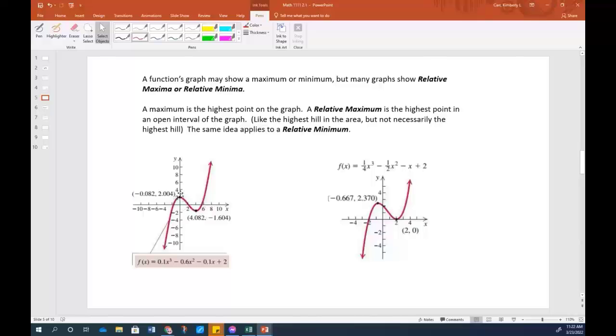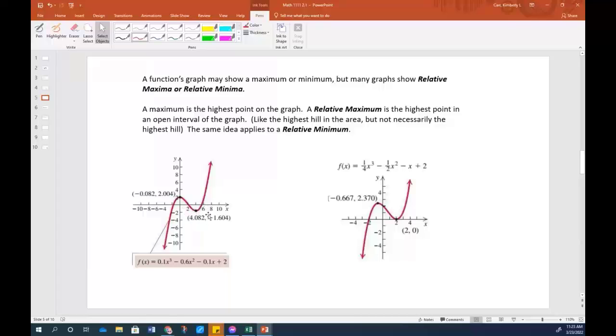And really that means that there's some area around it where it's taller than its neighbors, and that is called a mathematical neighborhood. Okay, so like if you only went in the neighborhood from -2 to 2 on the x-axis, that would be a maximum. But for the whole graph, it's a relative maximum. Same thing for a low point: it's a low point, but it's not the lowest point.